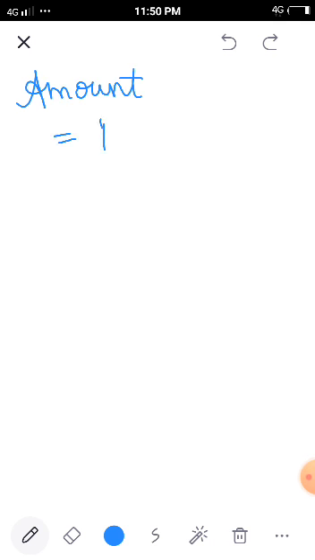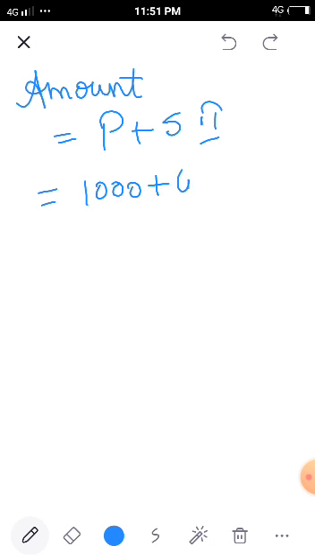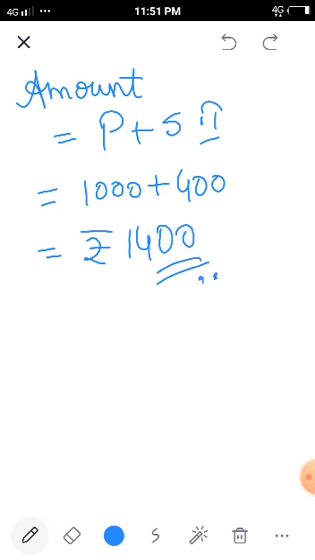Now we have to find out the amount. There is a formula to find the amount: P plus SI. P is 1000 rupees and interest is 400. So what was the amount? 1400 rupees. When we are paying back, how much do we have to pay? 1400 rupees we have to pay. Understood?